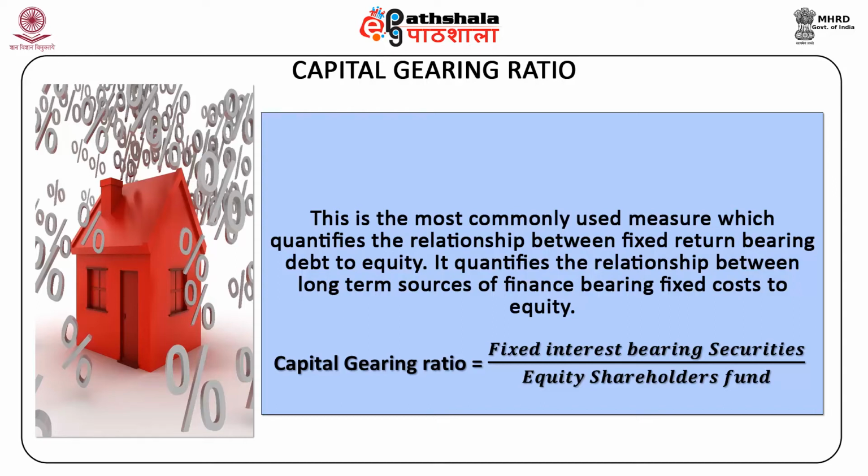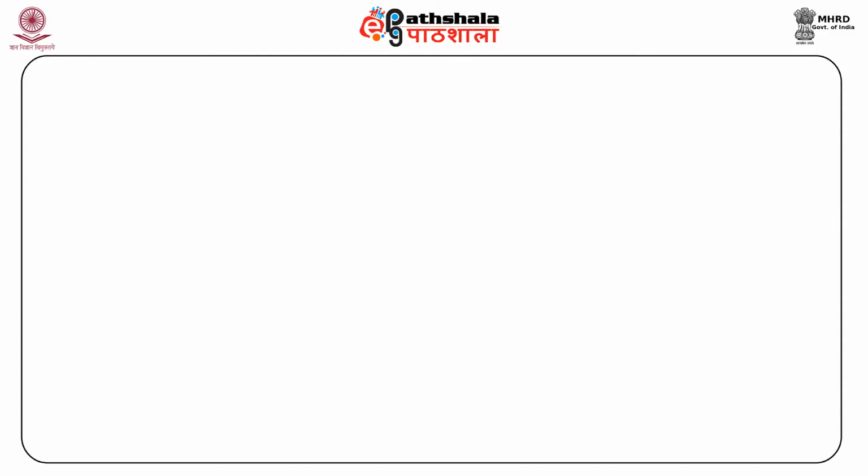The higher this ratio, the more vulnerable the company is perceived to be, since there is high fixed commitment on its profit before equity holders are paid anything. It is given by the following formula. Capital gearing ratio is equal to fixed interest bearing securities divided by equity shareholders fund.